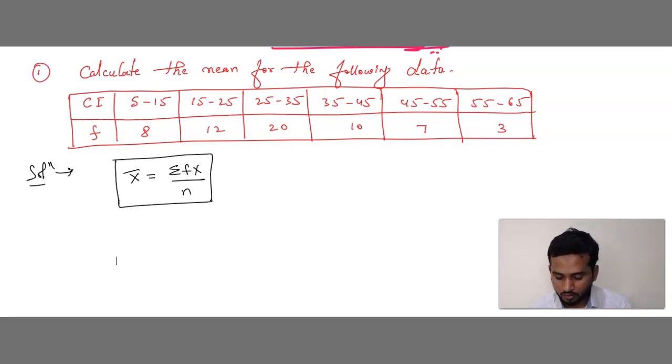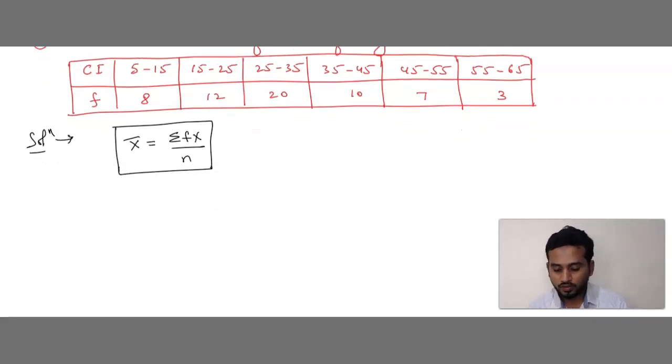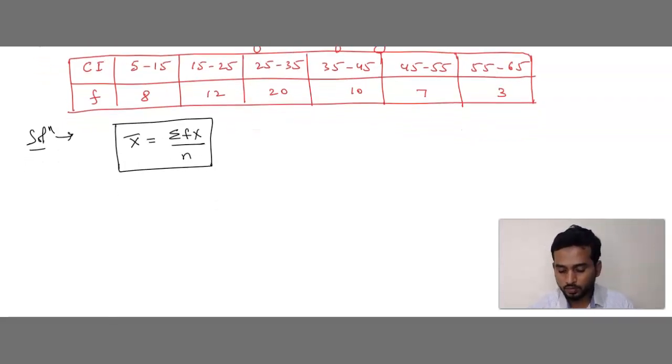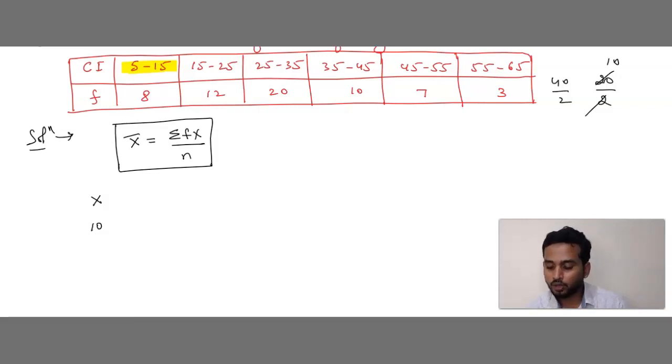Observe here. First, we have to write the values of the midpoint x. For 5 to 15, what is the midpoint? We don't know the midpoint between 5 and 15, so what you can do is add both the numbers, 5 and 15. 5 plus 15 is 20. Divide by 2. Two tens are 20, so 10 is the midpoint. Again, 15 plus 25, how much? 15 plus 25 is 40. Correct? Divided by 2, how much? 20.